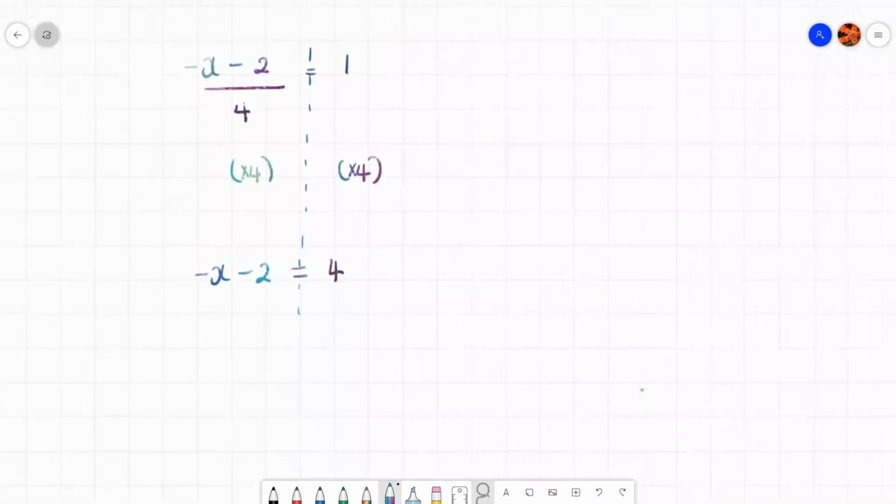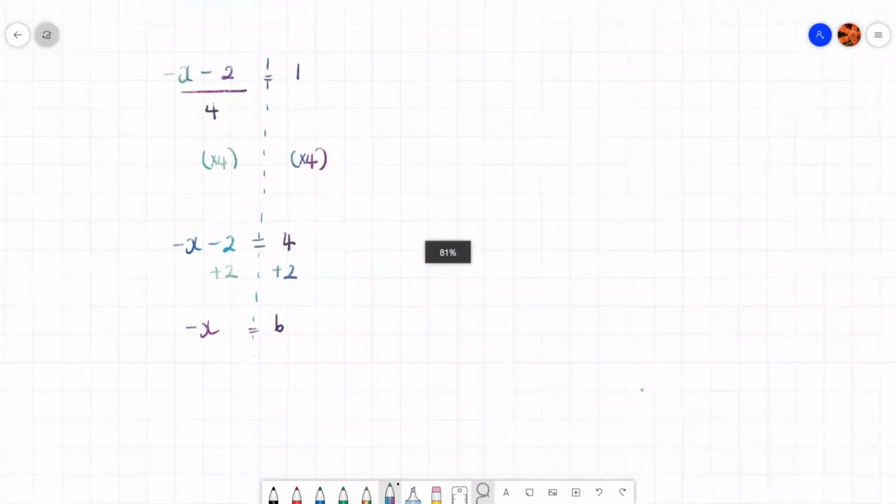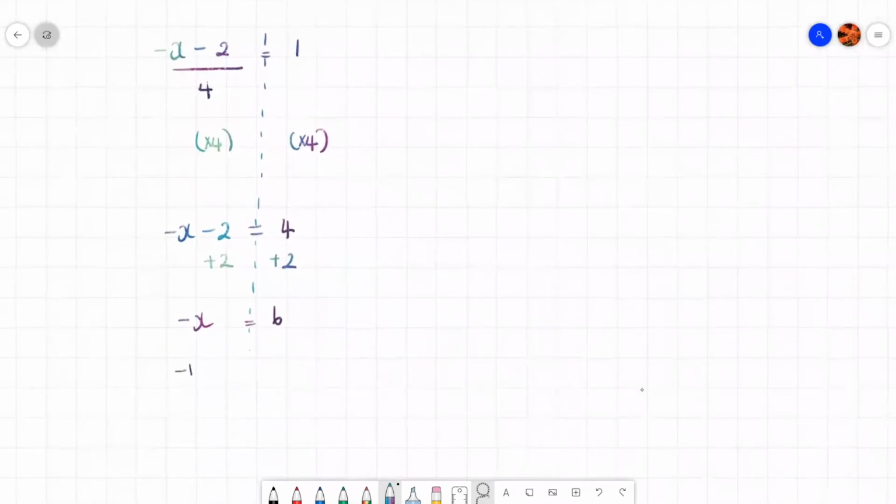This is where now you can use either method. So let's do one of the methods first. If I add 2 on both sides, I'm left with minus x here, because minus 2 add 2 is nothing, and 4 add 2 is 6. Bit of a problem here because I've got minus x and I don't want minus x, I just want positive x. So what I need to do is divide by minus 1, because that there is actually minus 1x equals 6. So divide by minus 1 on both sides, I'm left with x equals, well, 6 divided by minus 1 is just minus 6.